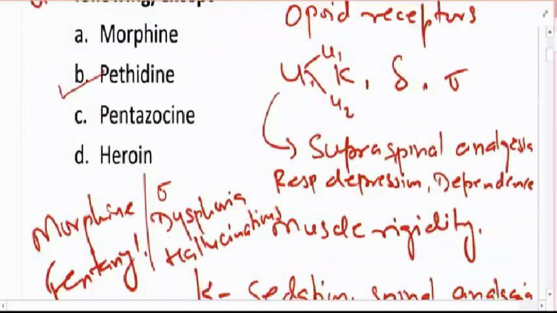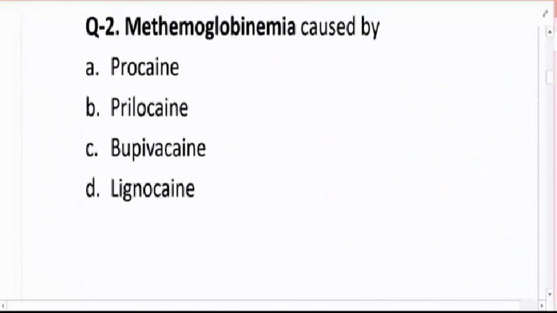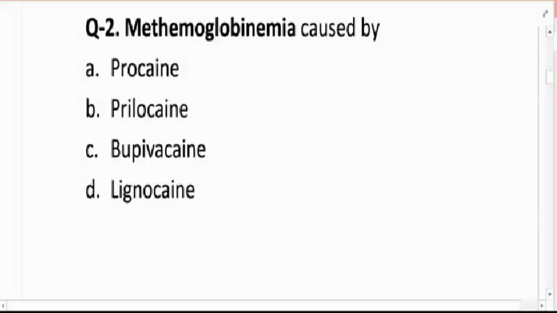Now question number 2. Methemoglobinemia is caused by. So what is the cause of methemoglobinemia? Now, methemoglobinemia is caused by certain local anesthetics, and most commonly it is caused by prilocaine.